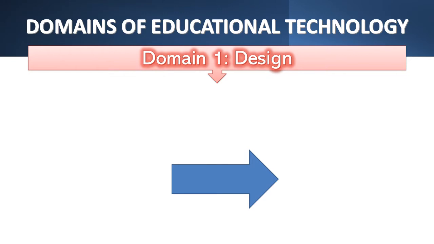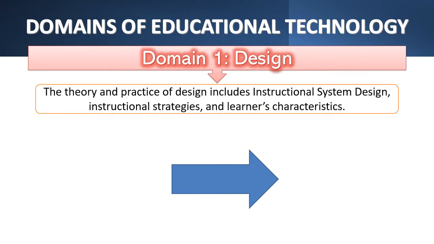Okay, so we are done. Again, we are done discussing the concepts of educational technology. So we will now proceed to the domains of educational technology. Again, I did mention that there are five domains of our educational technology. And domain one talks about design. The theory and practice of design includes instructional system design or ISD, instructional strategies, and learners' characteristics.